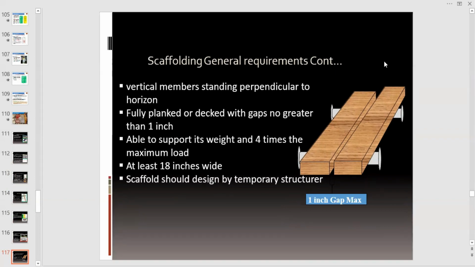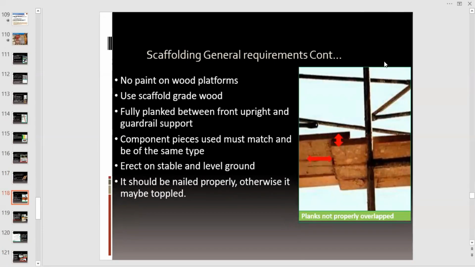And remember, scaffold should be designed by a temporary structures engineer. No paint on wood platforms. Use scaffold grade wood, fully planked between front upright and guardrail support. Component pieces used must match and be the same type. Erect on stable and level ground. It should be nailed properly, otherwise it may be toppled. In this photograph, you can see the planks are not properly overlapped. It may lead to a potential falling incident.